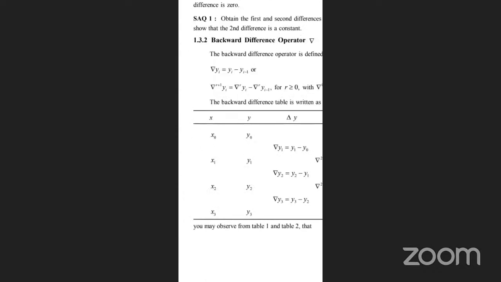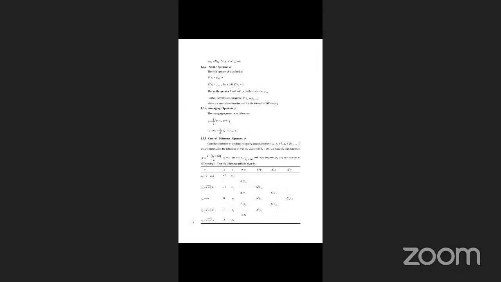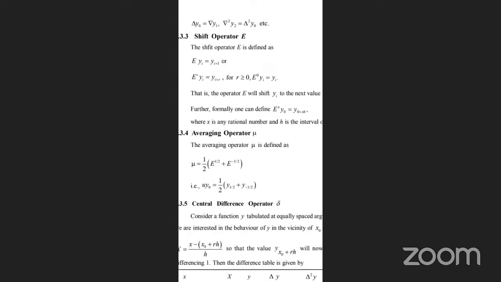So x is equal to x0, x1, x2, x3, and y is equal to y0, y1, y2, y3. So we are taking nabla y1 is equal to y1 minus y0, nabla y2 is y2 minus y1, nabla y3 is y3 minus y2. Similarly nabla square y2 is nabla y2 minus nabla y1, and nabla square y3 is nabla y3 minus nabla y2. So therefore nabla y1 is equal to del y0, nabla square y2 is equal to del square y0, and so on. We are taking the formulas here.